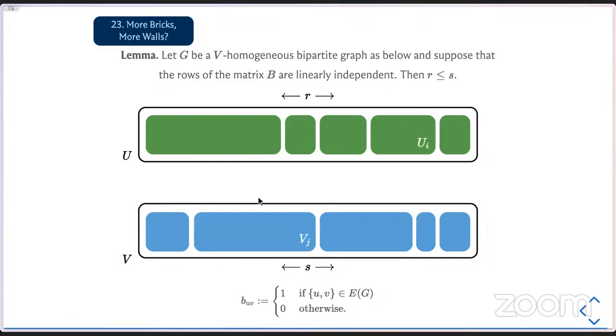Now, I'm not going to prove this lemma, although I think we've seen a lot of miniatures where we have tried to establish linear independence and then take advantage of it. Here, what we are saying is that if the rows are linearly independent, then R is at most S. Notice that R is not the number of rows in the matrix. R is the number of parts that the rows can be partitioned into. And S is the number of parts that the columns can be partitioned into, so that you have this degree homogeneity condition.